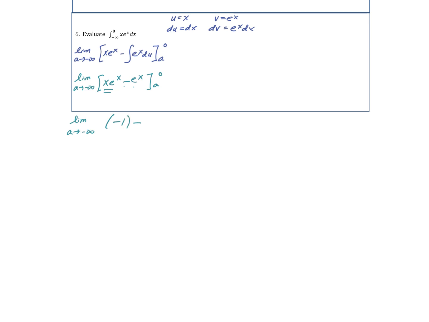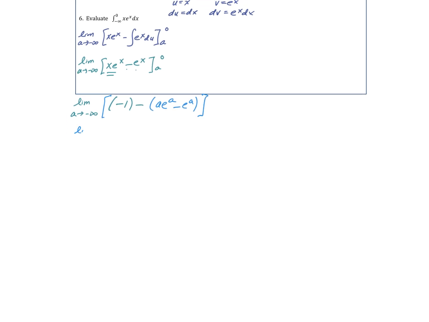Then minus, now I'm going to plug the a in. So the a is a e to the a minus e to the a. I'm going to distribute, so we get the limit as a goes to negative infinity. You get negative 1 minus a e to the a plus e to the a.